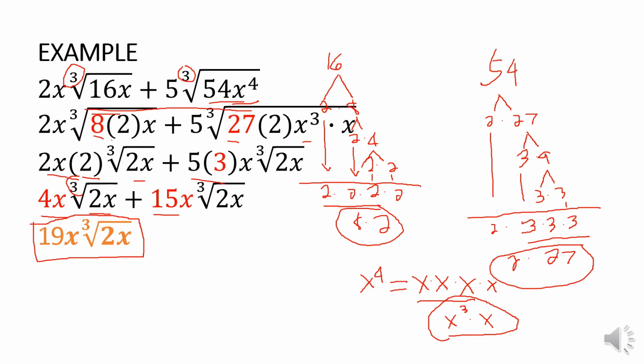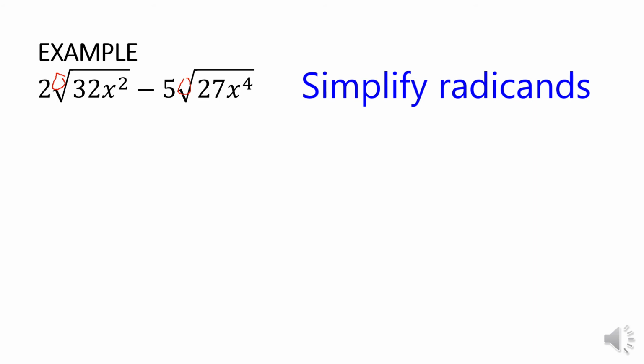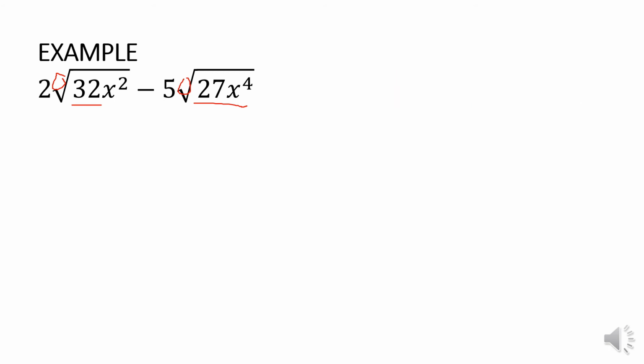Okay, so another example. So we have here 2 square root of 32x squared minus 5 square root of 27x to the fourth. So we examine the indices. We have 2 here and also 2. So by the orders, they can be considered similar. And after we simplify the radicand, we will try to find out whether we will arrive with similar radicals so that we can subtract the coefficients.